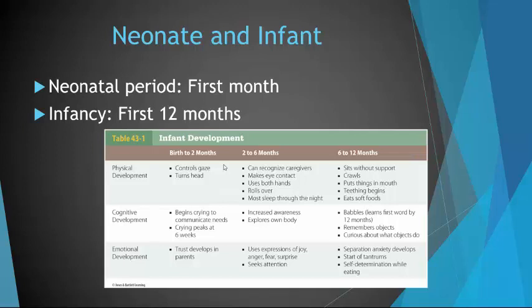They'll remember objects and their toys. They're curious about what objects do. This is where you start to see separation anxiety and the start of tantrums and self-determination while eating, especially when they get to the later 12 months or so. They really start trying to become independent, and this is where you've got to be very careful with this age group.